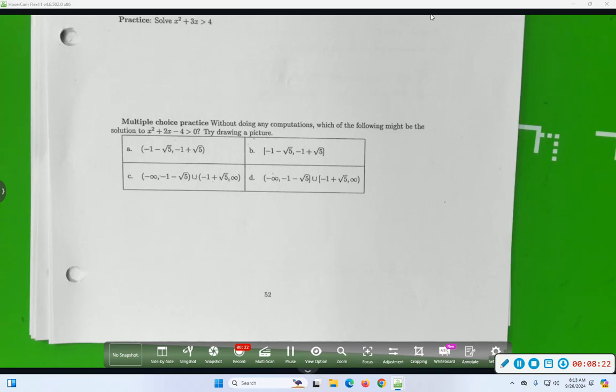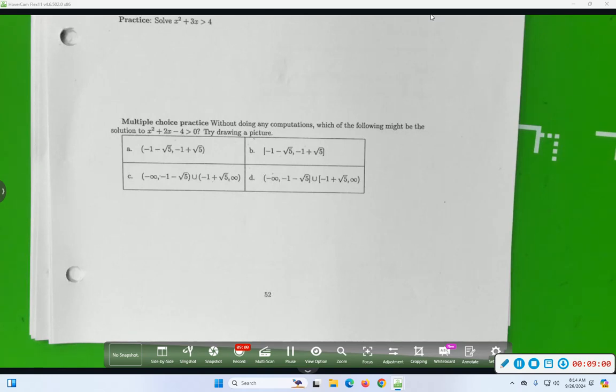A and B. Why A and B? What did you do to exclude those? I'm not saying you are wrong, I just want to know why. Because it only has one value. I think there are two different values. Both of those are intervals. The plus versus the minus changes it. Negative root 5 is like negative 2-ish, so that's like negative 3-ish to 1-ish.